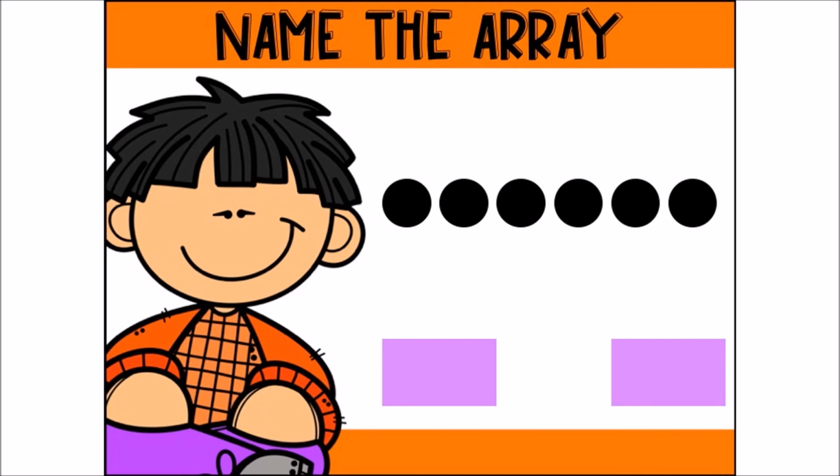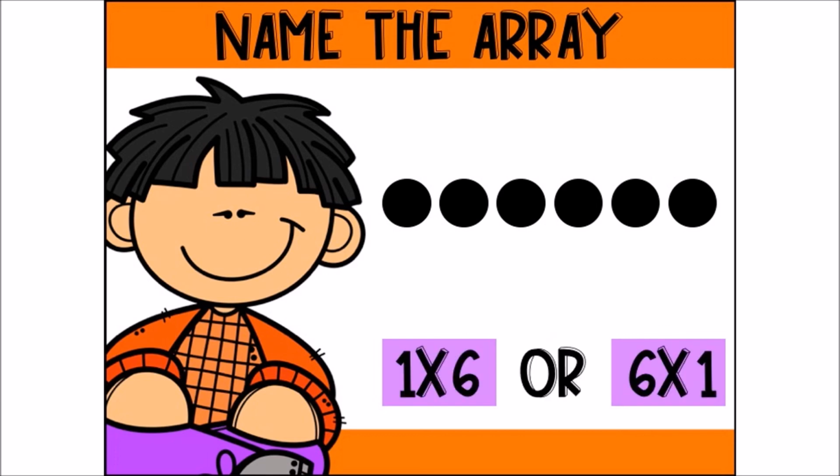Name this array. Use a multiplication sentence to do it, and flip your answer. Our answer is 1 times 6, or 6 times 1. We have one row going left to right, and we have 6 columns going up and down. Our answer to this problem would just be 6.